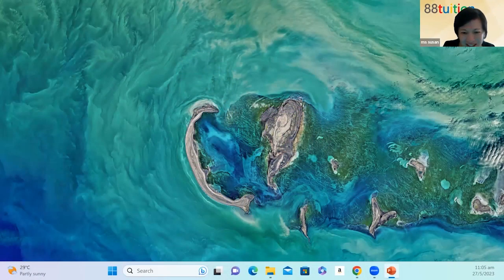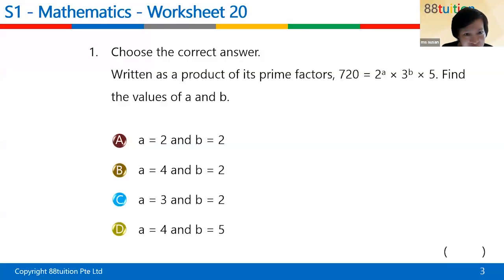Okay, all right. So yeah, the first question, here we go. This one is an MCQ question, a few of them. Written as a product of the prime factors, 720 is 2 to the power of a, 3 to the power of b, multiplied by 5. Okay, so first what we have to do is prime factorization.